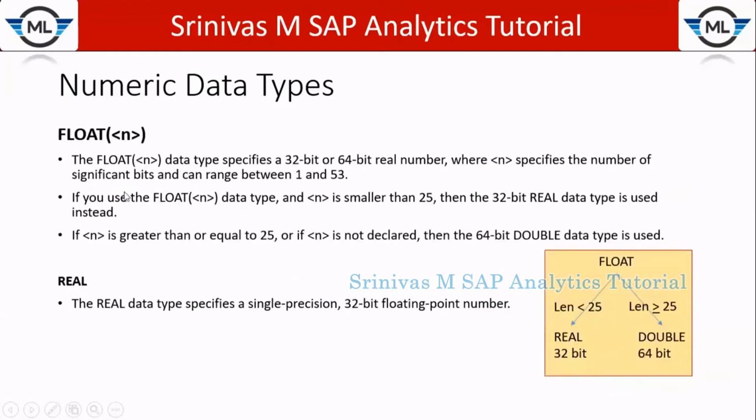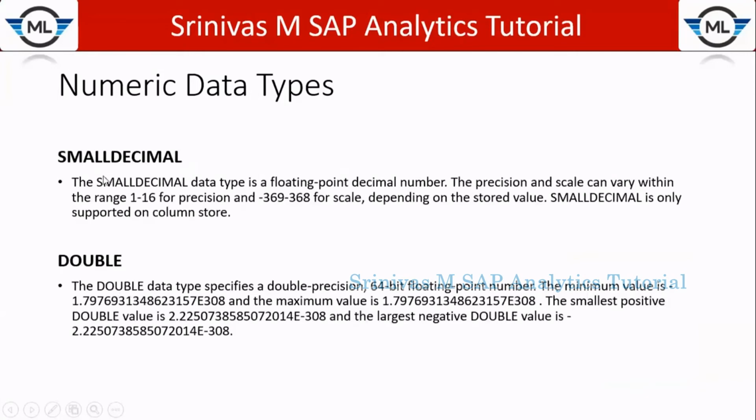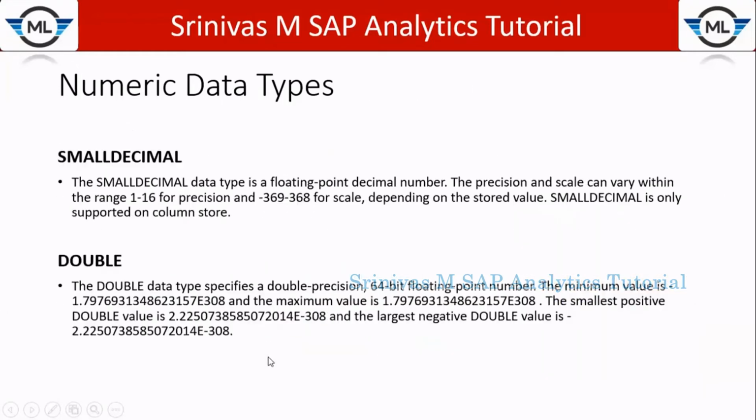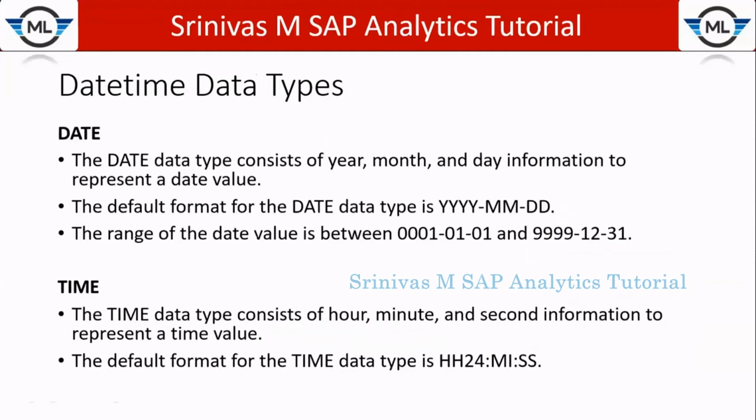So we discussed float, real and double. Now the next one is small decimal. Earlier we discussed decimal, and I said the precision can range from 1 to 38, correct? When it comes to small decimal, the precision can range between 1 to 16. So if you feel the total number of digits in your number will not go beyond 16 characters, then you can go for small decimal. Generally in real time we will use decimal, we don't go for small decimal. So that is all about numeric data types.